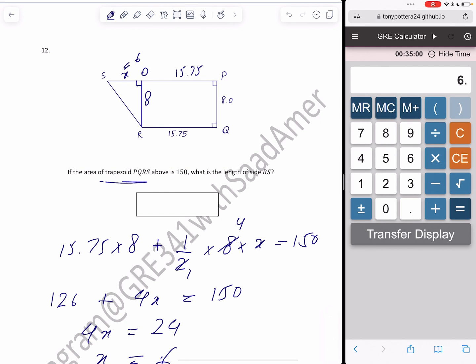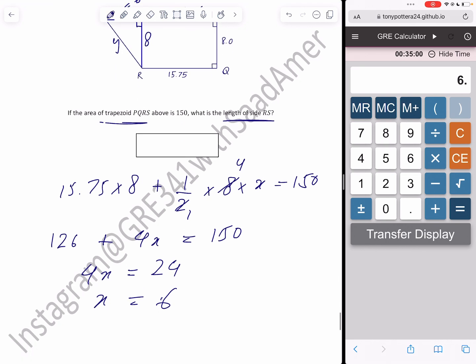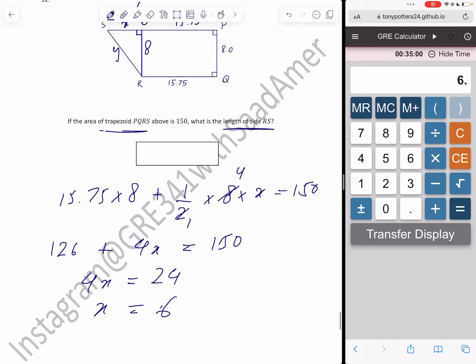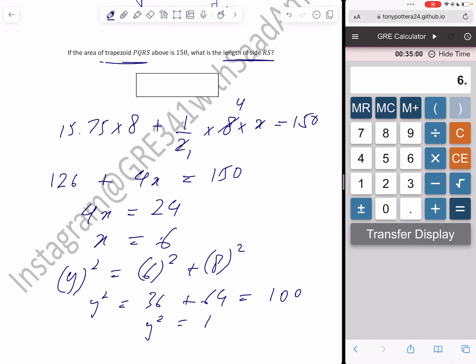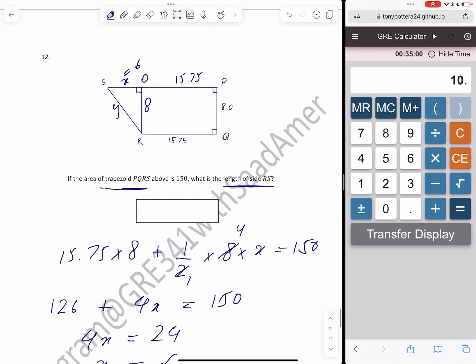What is the length of side RS? This side, let's just suppose it's y. So we have 8, we have 6. Now we can just apply the Pythagoras theorem. Y square is equal to 6 square plus 8 square. 36 plus 64 is equal to 100. Y square is equal to 100. Y, 100 under root, is 10. So this will be exactly 10.